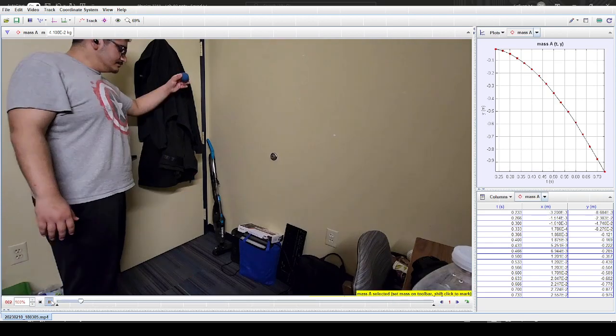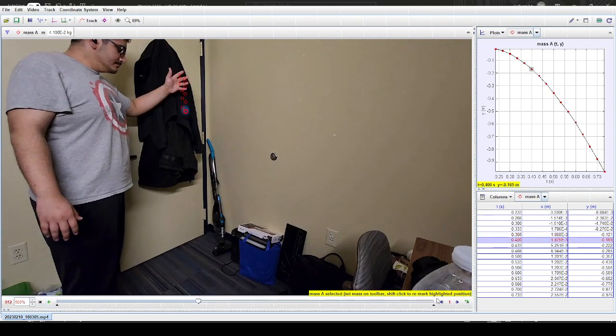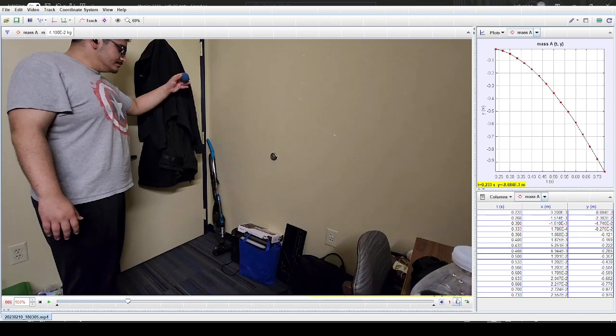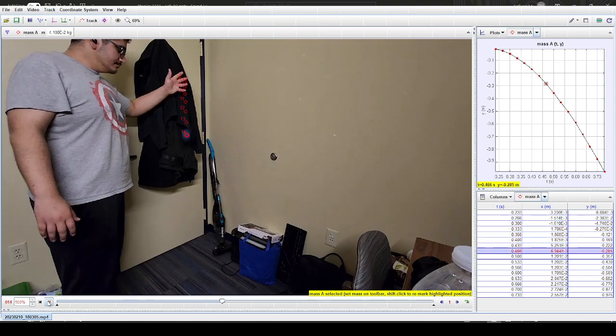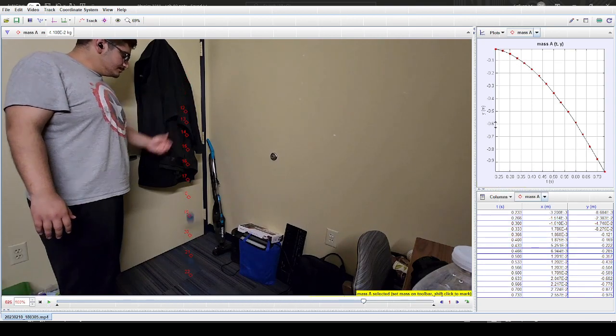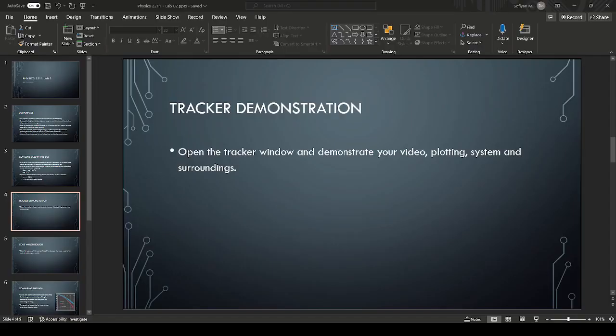Let me restart the video. So in Tracker, you can see right here that I was holding the ball in one frame, and then the next frame, as soon as I let go, I started plotting the point, and I kept going to the frame right before the ball hit the ground. You can see all these plotted right here on the right side, as well as the actual table of the specific points right below it. And then we'll go back to GlowScript, sorry.